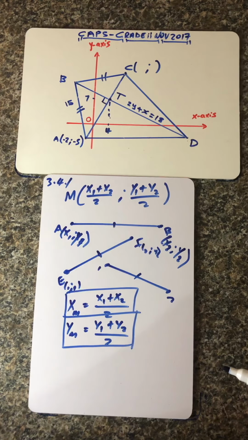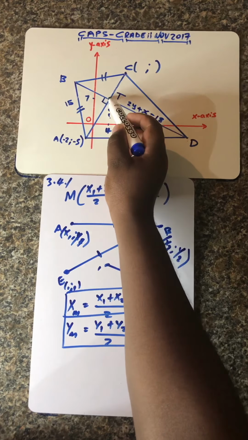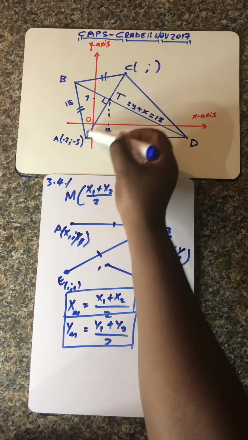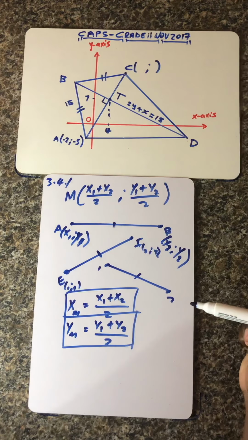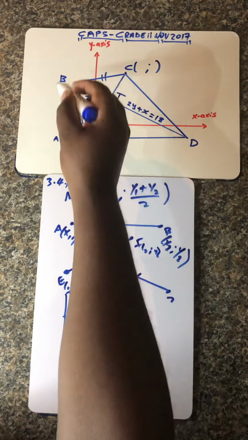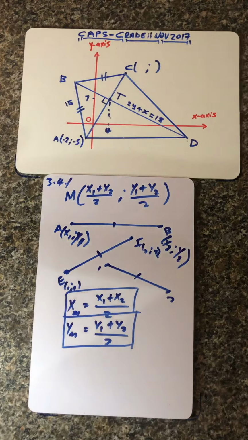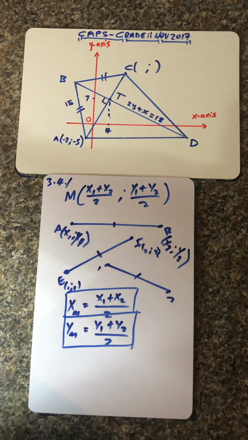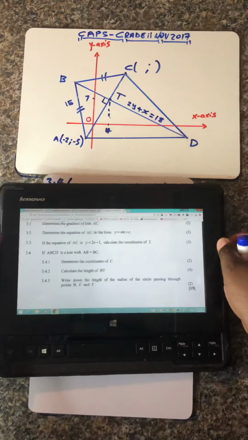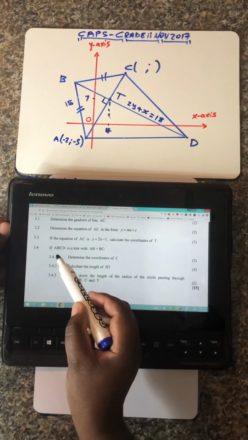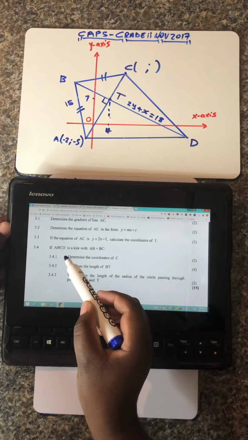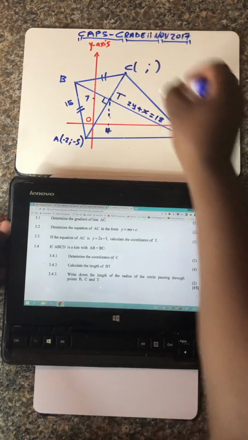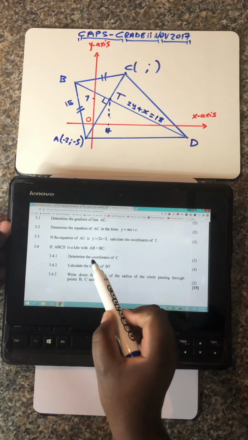I hope you can see there. So the reason why I'm saying point T is halfway between these 2 points is because they said, if A, B, C, and D is a kite... I just want to refer to that statement so that you are able to see.